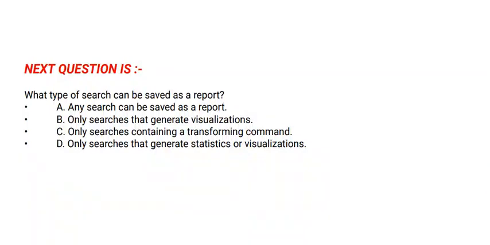Next question is, what types of search can be saved as a report? Options are, option A, any search can be saved as a report. Option B, only searches that generate visualizations. Option C, only searches containing a transforming command. And option D, only searches that generate statistics or visualizations. The correct option is option A.